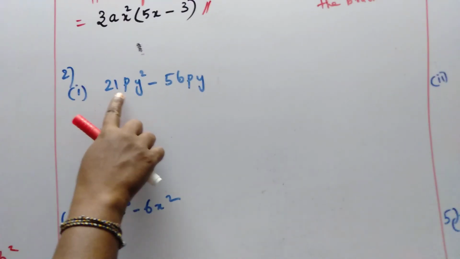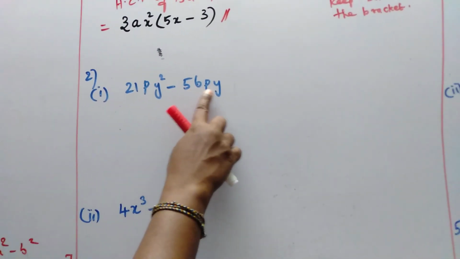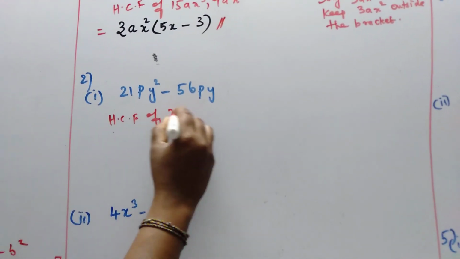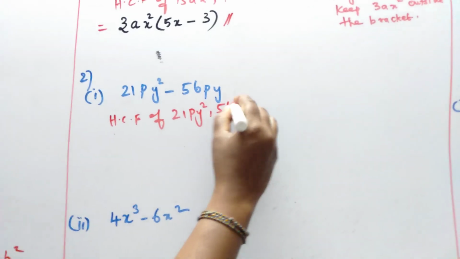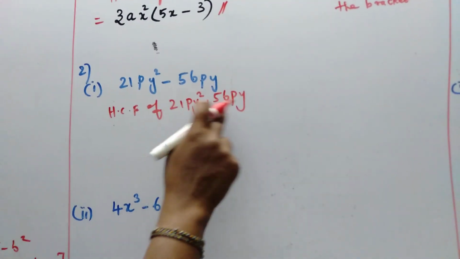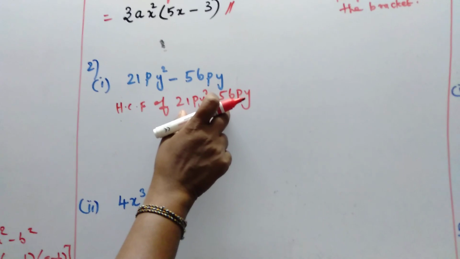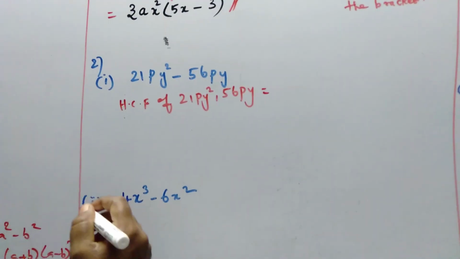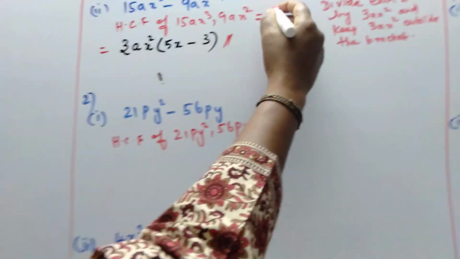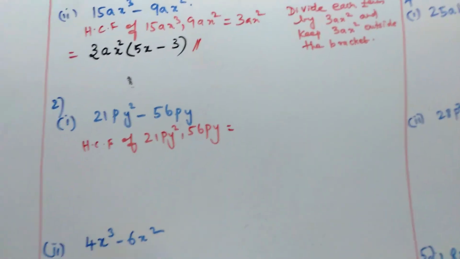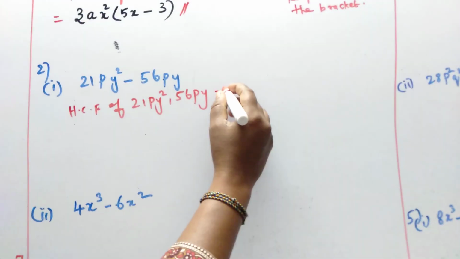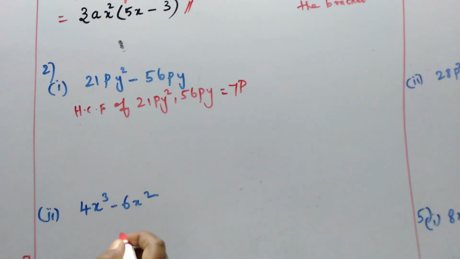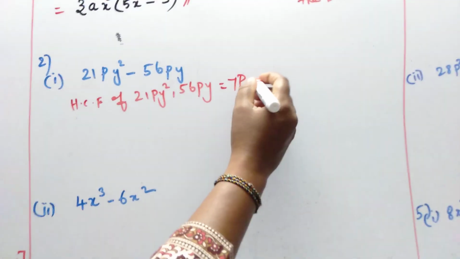Here the question is 21py square minus 56py. So we want to write the HCF: the HCF of 21py square, comma, 56py, right? Both these numbers you know very well. The common number for both is 7, since 21 and 56 are both multiples of 7. Here p, here also p, the same variable, same power. Here y square, here y. We are supposed to write only the lowest power.